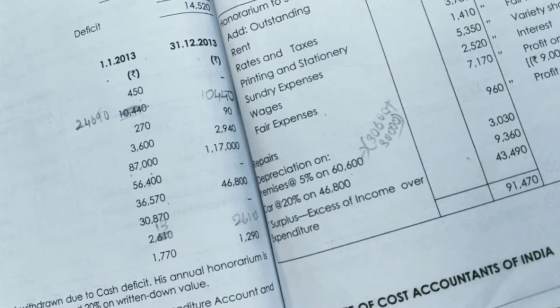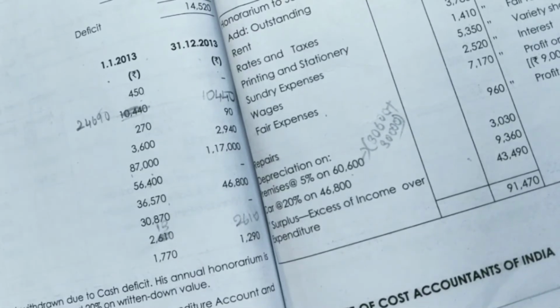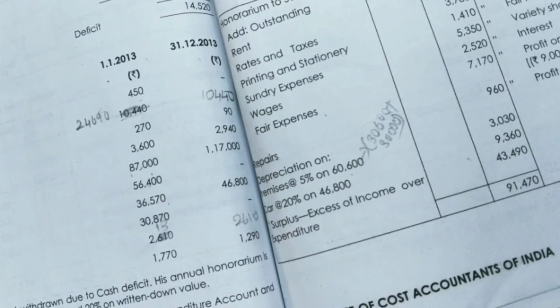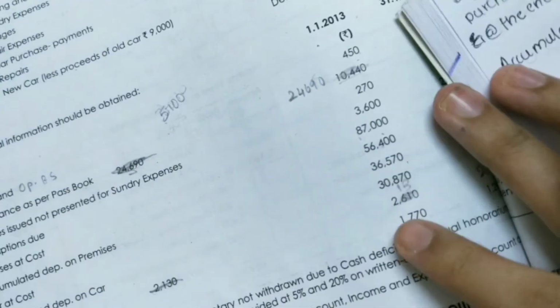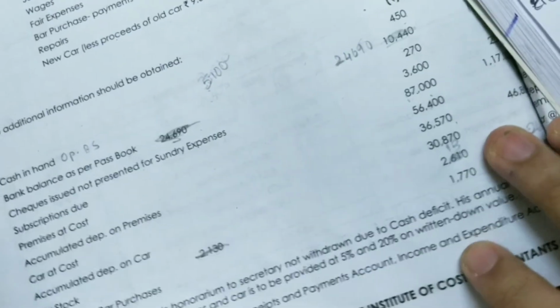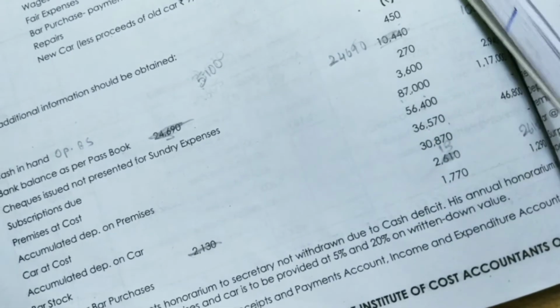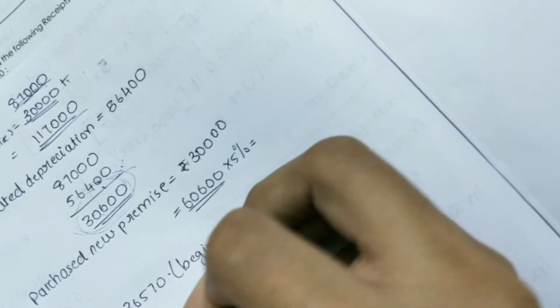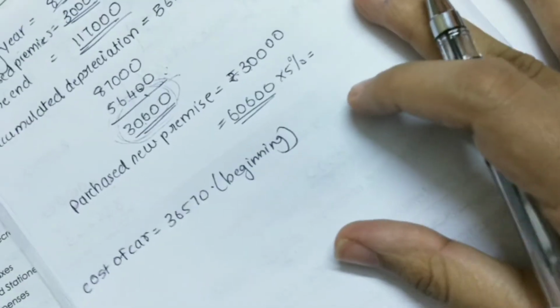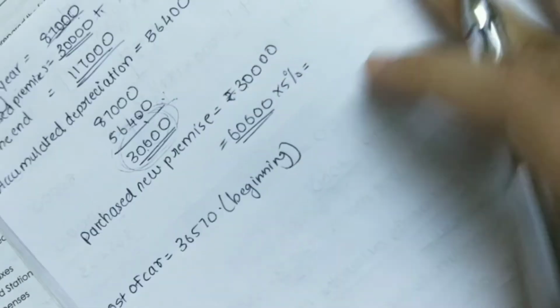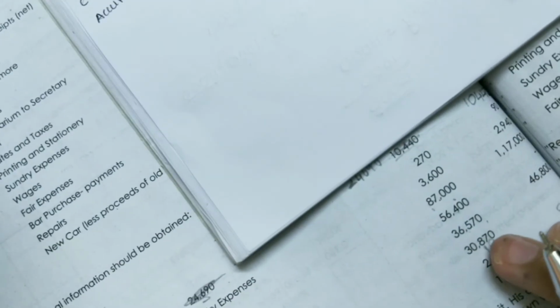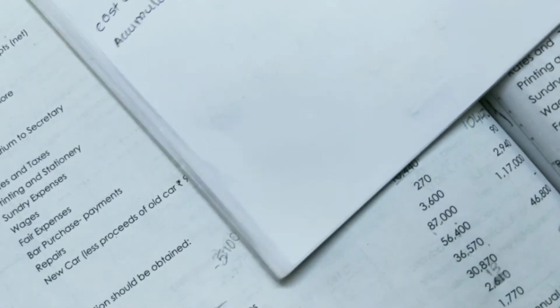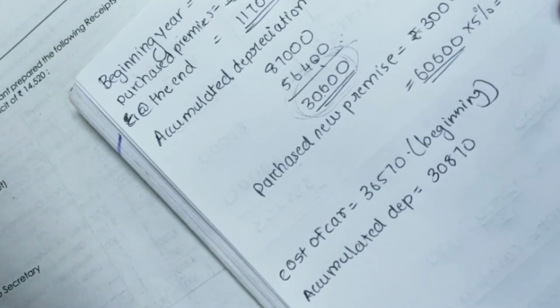And the next thing we have to calculate is cost of car. That is another thing which you guys get confused about. Okay, let's see. So they have told us the cost of car at cost is 36,570, right? So at the beginning of the year the car cost 36,570, and it had an accumulated depreciation of 30,870, which they have already given us in the question. That is the accumulated depreciation of the car till date.